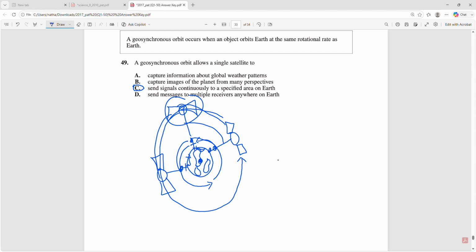So that's why the answer is that it sends signals continuously to a specified area on Earth. It's in geosynchronous orbit, it can always be sending signals to this part of the Earth.